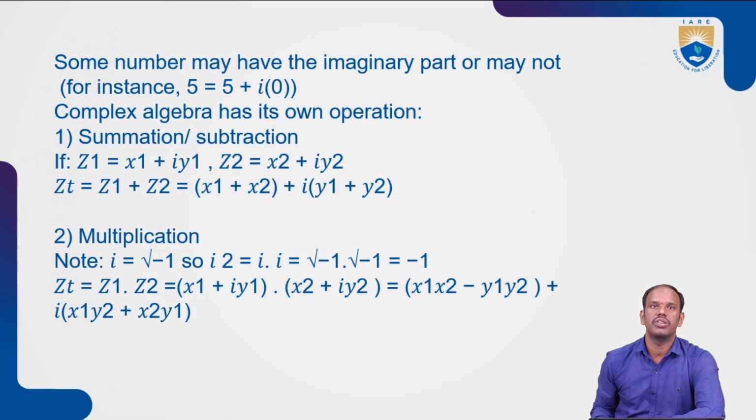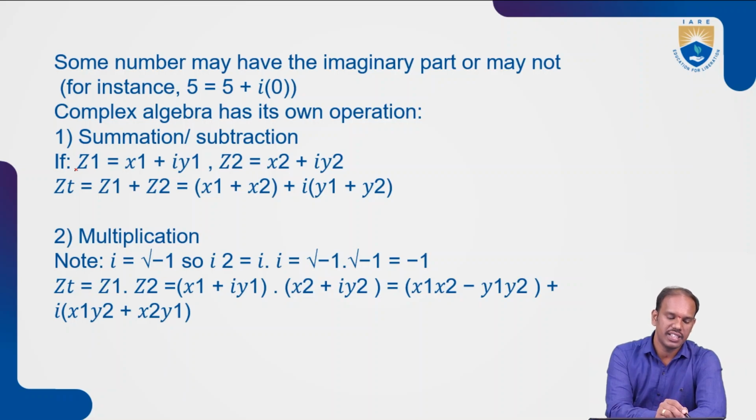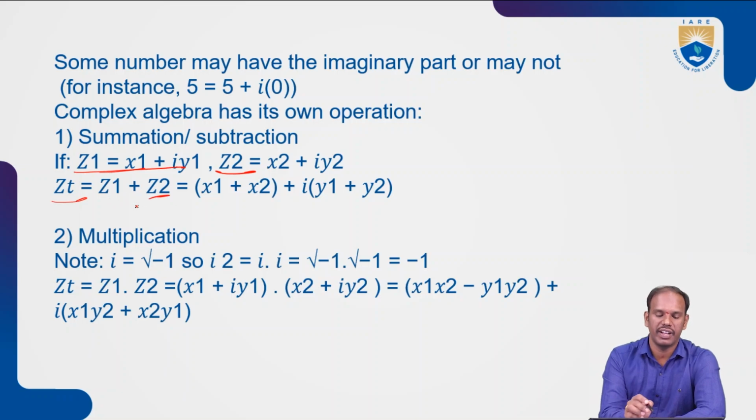As an example, we can see complex algebra has operations like summations and subtractions. If there is z1, we can write z1 equals x1 plus i y1, and z2 equals x2 plus i y2, right? And for the sum, z1 plus z2, we can write it as x1 plus x2 plus imaginary y1 plus y2.